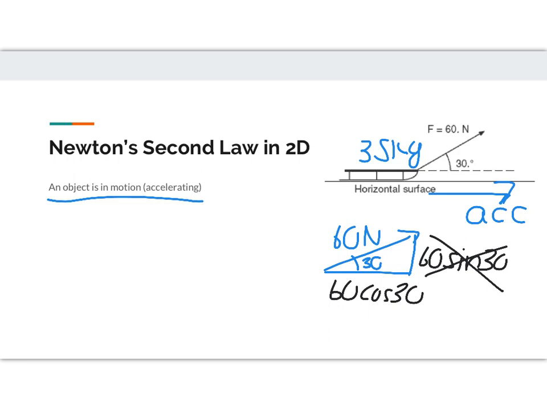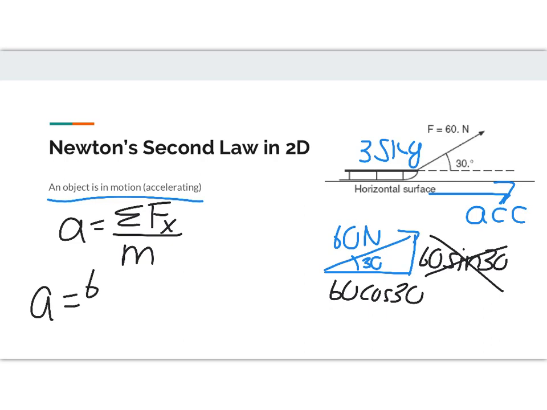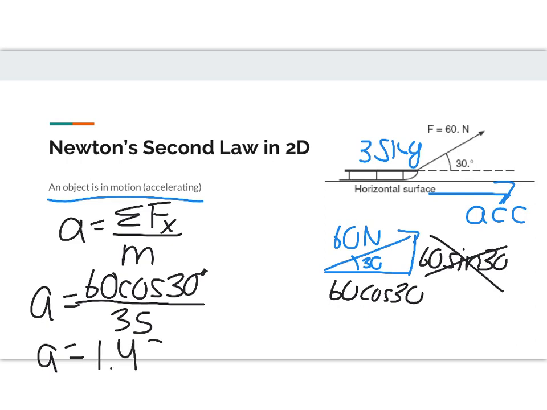Why? Because the forces are balancing out, it's not moving in that direction. Now, because it's moving, this is when I use Newton's second law, which, remember, is written a little bit differently. We have all my forces in the x over m. The only force I have in the x is that 60 cosine 30 degrees over my mass, which is 35 kilograms. So if I do my math for this, I'm going to get an acceleration of 1.48 meters per second.